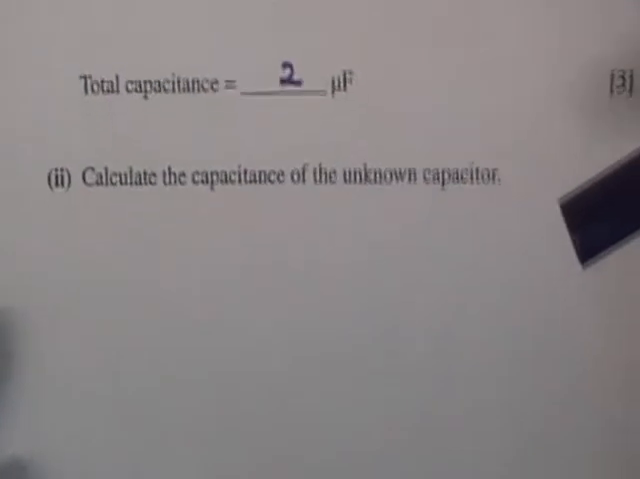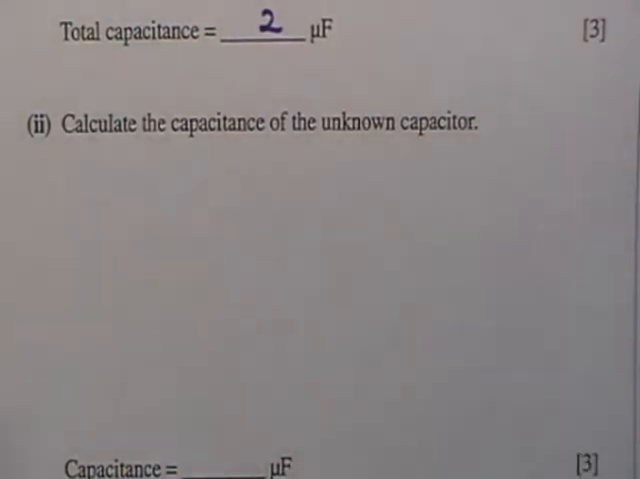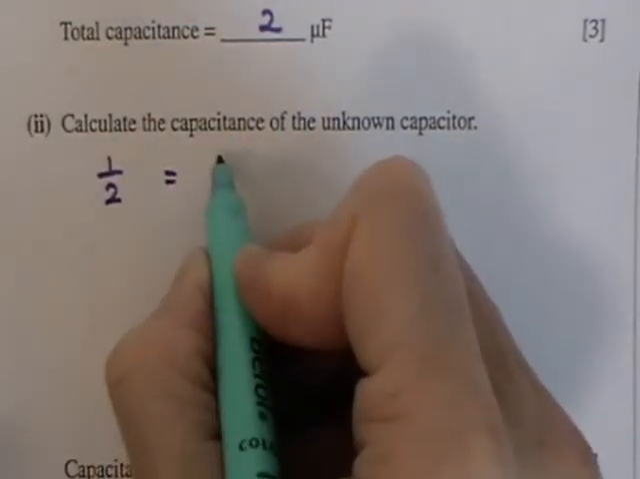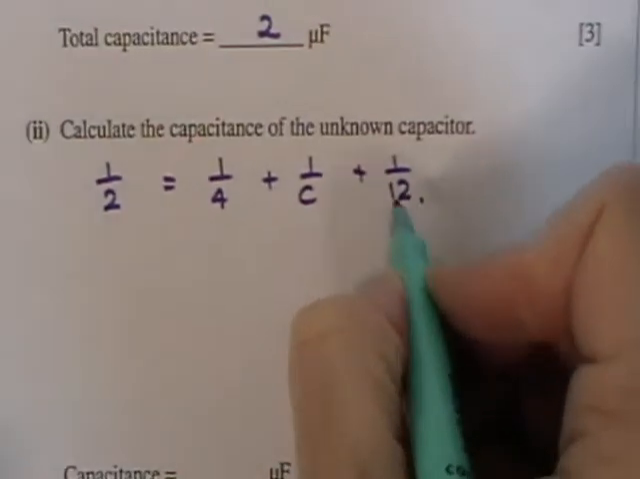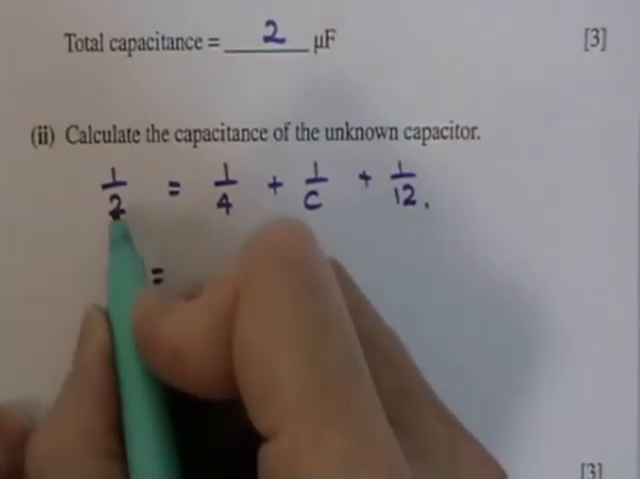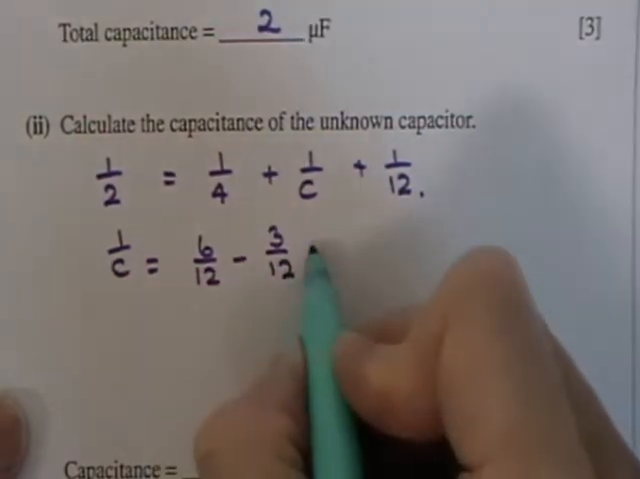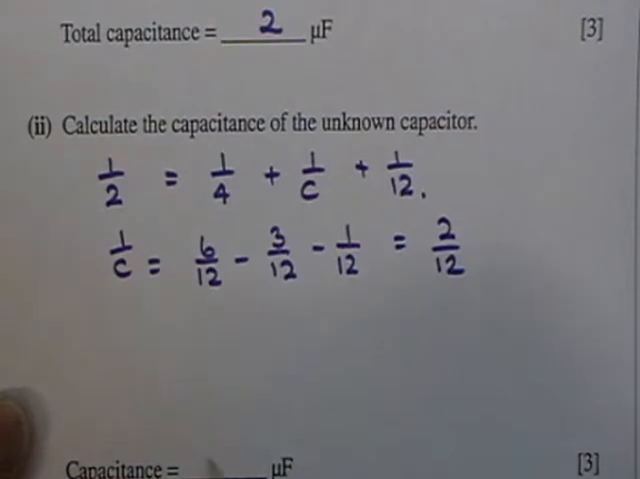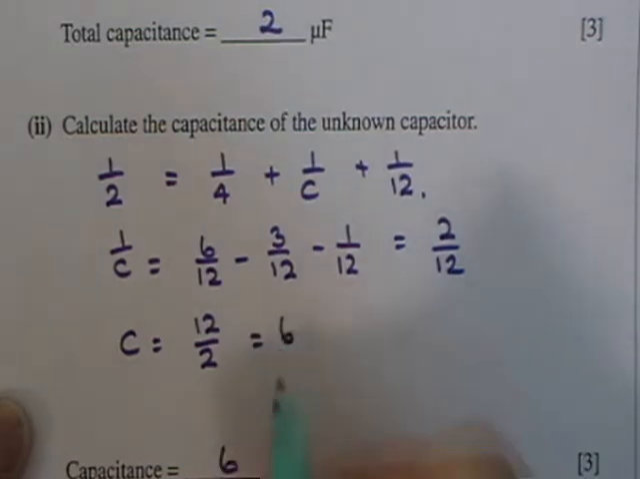And then the third part, calculate the capacitance of the unknown capacitor. Now the 3 of them are in series, and therefore we have to do a 1 over fraction sum. So we know the total is 1 over 2, and that's equal to 1 over 4 plus 1 over C plus 1 over 12. So if we change that all into twelfths, 1 over C is equal to 1 over 2, which is 6 twelfths, take away the quarter, which is 3 twelfths, take away the 1 twelfth, gives you 2 twelfths. And then you have to turn it upside down. So C is equal to 12 over 2, and therefore C is equal to 6 microfarads.